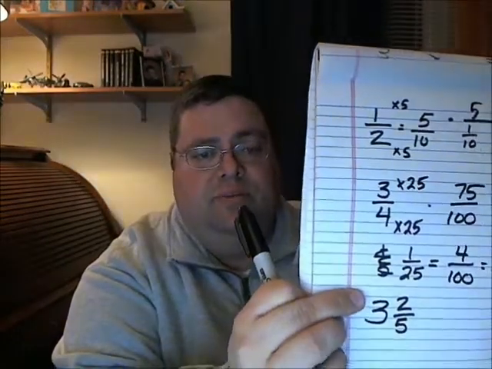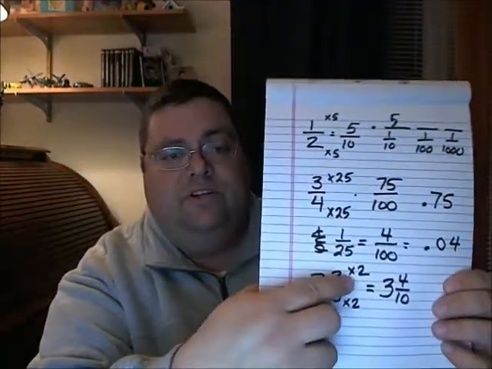We can do this with a mixed number as well. If I have, for example, 3 2/5. There's my whole number 3. Fraction 2/5. I need to find an equivalent fraction for 2/5 that gives the denominator a value of 10, 100, or 1,000. And in this case, times 2. 2 times 5 is 10.